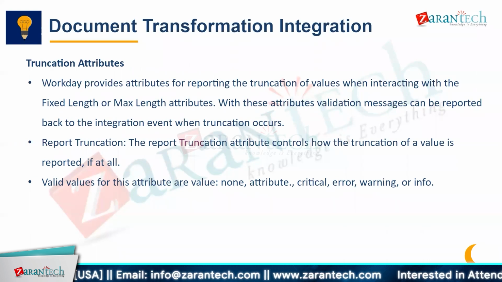Truncation attributes: Workday provides attributes for reporting the truncation of values when interacting with the fixed length or max length attributes. With these attributes, validation messages can be reported back to the integration even when a truncation occurs. The report truncation attribute allows how the truncation of the value is reported, if at all. Valid values for this attribute again are none, critical, warning, info.